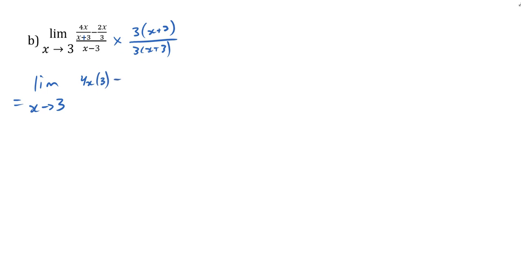Minus 2x, and so the 3's divide, and I get x plus 3 over x minus 3 times 3 times x plus 3. I don't want to expand that. It looks like something's going on there with the x minus 3 and the x plus 3. That's kind of just a fluke.